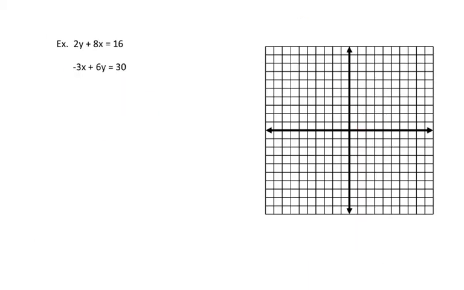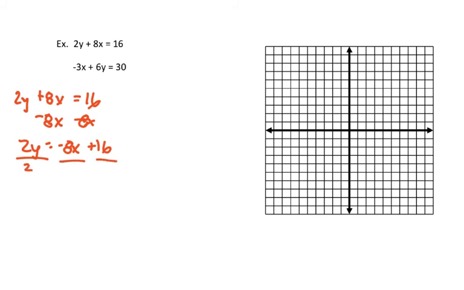And we've got one more that we need to change. So we got 2y plus 8x equals 16. We're going to move the 8x to the other side. 2y equals negative 8x plus 16. Divided by 2. Y equals negative 4x plus 8. So we're going to go up 8, down 4, right 1. Get our line.